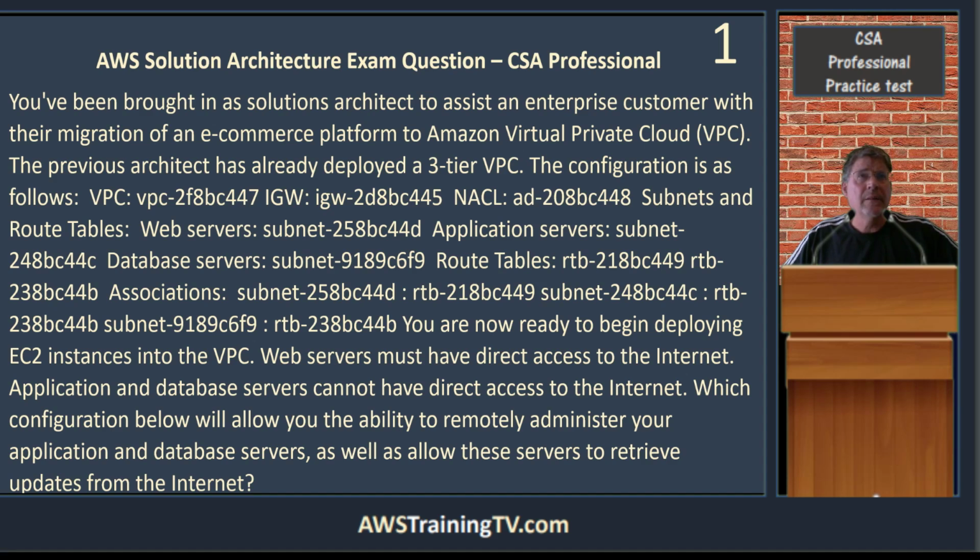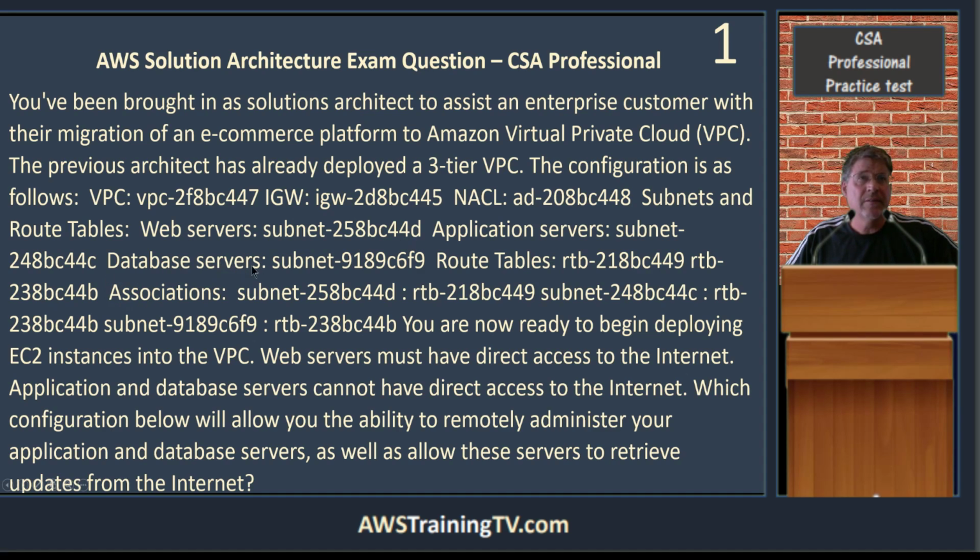Let me get back up where we are. Your IGW, that's the Internet Gateway, is going to be 445. Your NACL, your network access control list, is going to be 448. You have subnets and route tables, where your web servers are going to have subnets 44D and 44C.